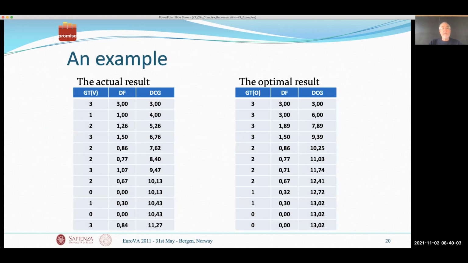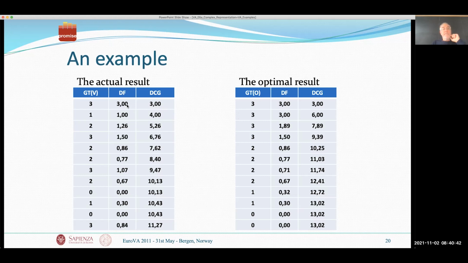Maybe an example will clarify the story. You run the query, and this is your result. Here I'm just reporting the relevance of the documents. In first position, there is a document with relevance 3, then 1, 2, 3, 2, 2, 3, 3. This is not the best one. This is the best one, the optimal result: 3, 3, 3, 3, 2, 2, 2, 1, 1, 0, 0. You got the point. Ideally, we want a search engine that gives this result.